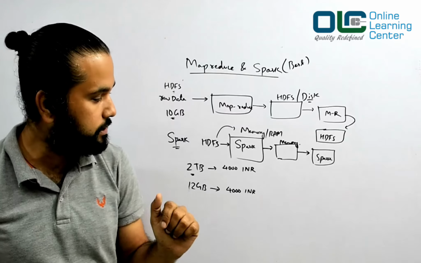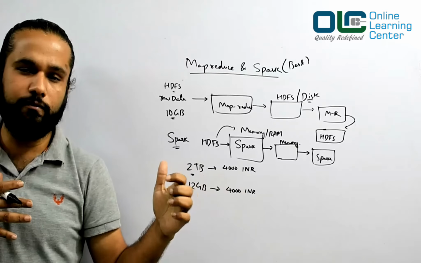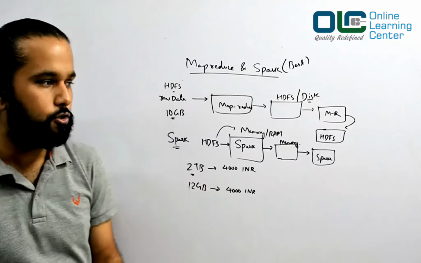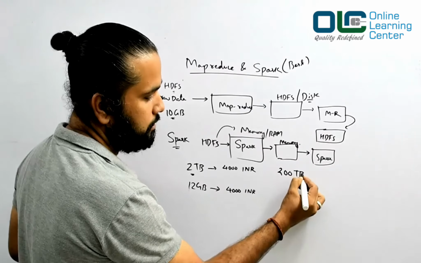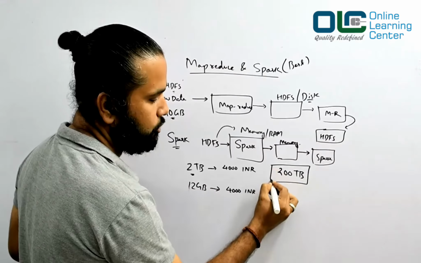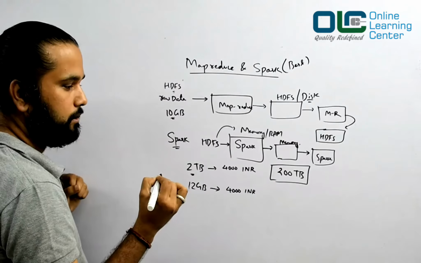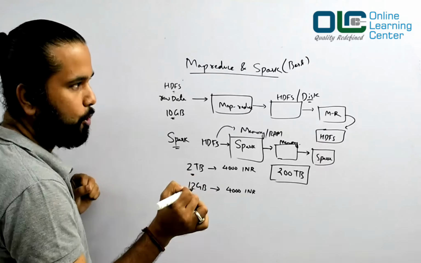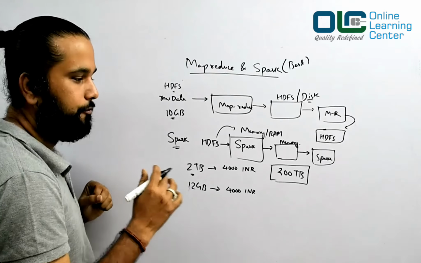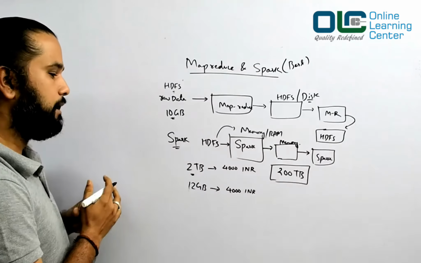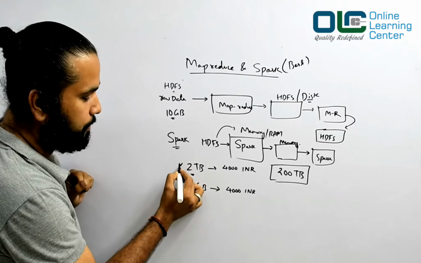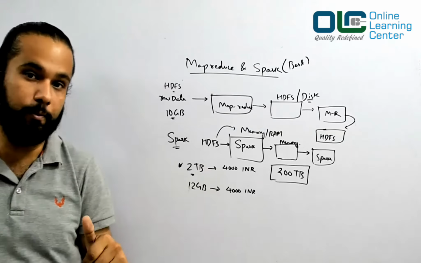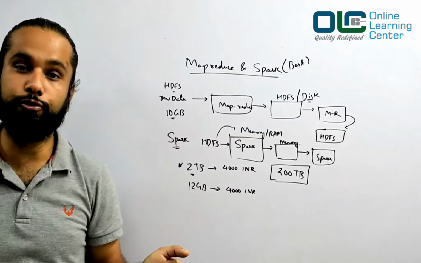So in an organization where you are dealing with a huge volume of data, suppose you have 200 terabytes of data to be processed, and you don't care about the timing, if you say I'm okay if the processing goes slow, then you would probably prefer processing on disk, not on memory, because your data is so huge.